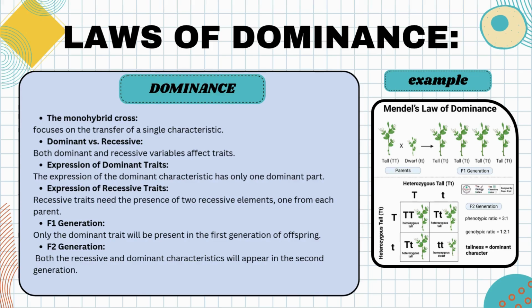But when we cross the F1 plants with each other, the second generation, called F2, will have both tall and short plants. This shows that the short trait was still there in the F1 plants, just not visible. So, a dominant trait only needs one copy to be seen, but a recessive trait needs two copies to appear.